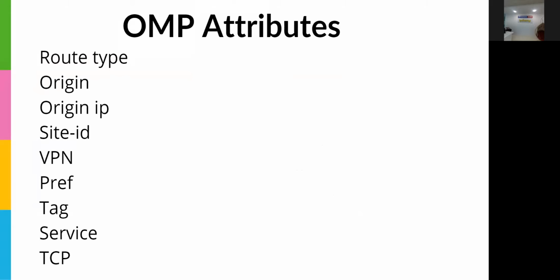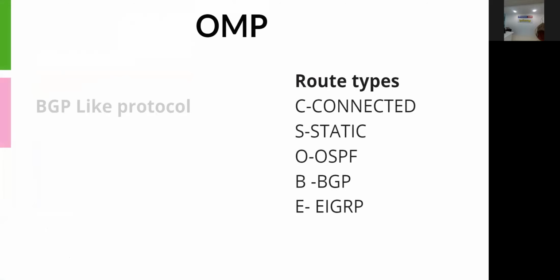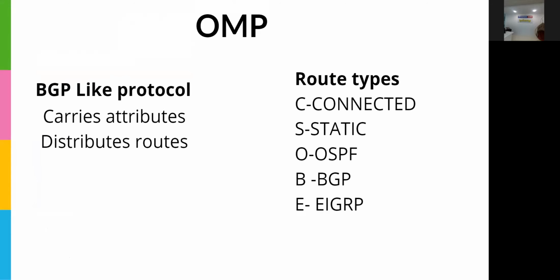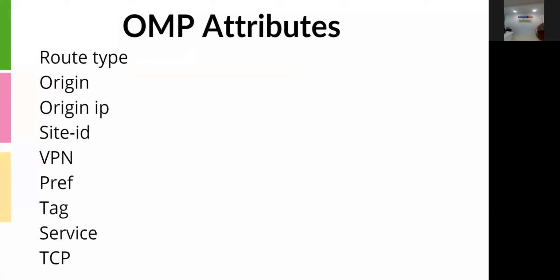So OMP attributes, what are the attributes OMP carries? We discussed in the previous slide, right? OMP can carry attributes. So the point is, what are those attributes? Here OMP has route type, origin, origin IP, site ID, VPN, preference, tag, service, and port.